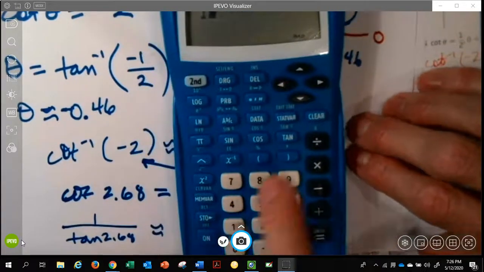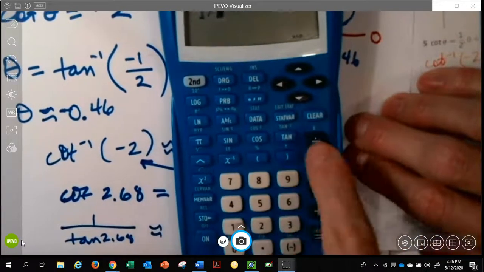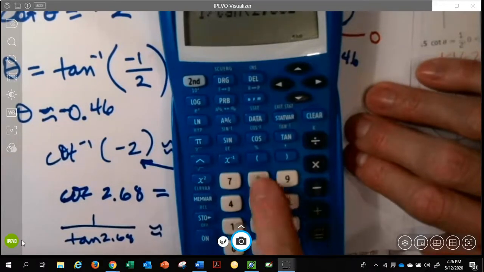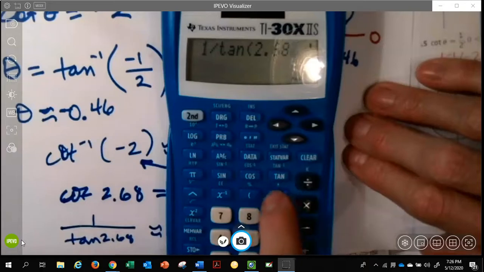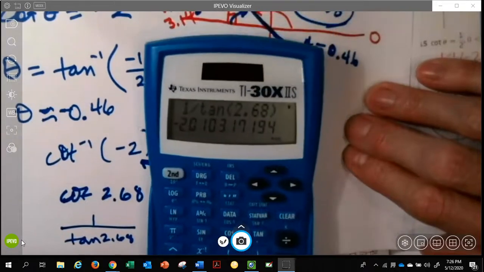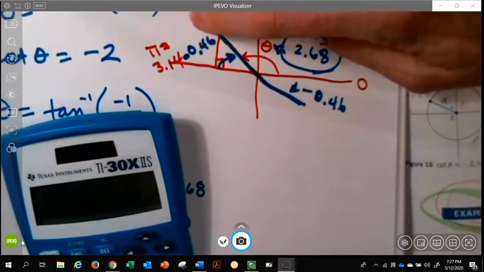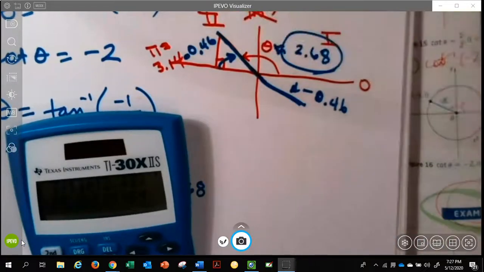So I've got my 1, clear. 1 divided by tangent of 2.68, and I'm still in radians, and I think I punched in some good stuff. And when I hit equals, I get -2-ish. And that's going to be based on rounding. I probably should have left my 0.46 in the calculator to make it a better number.